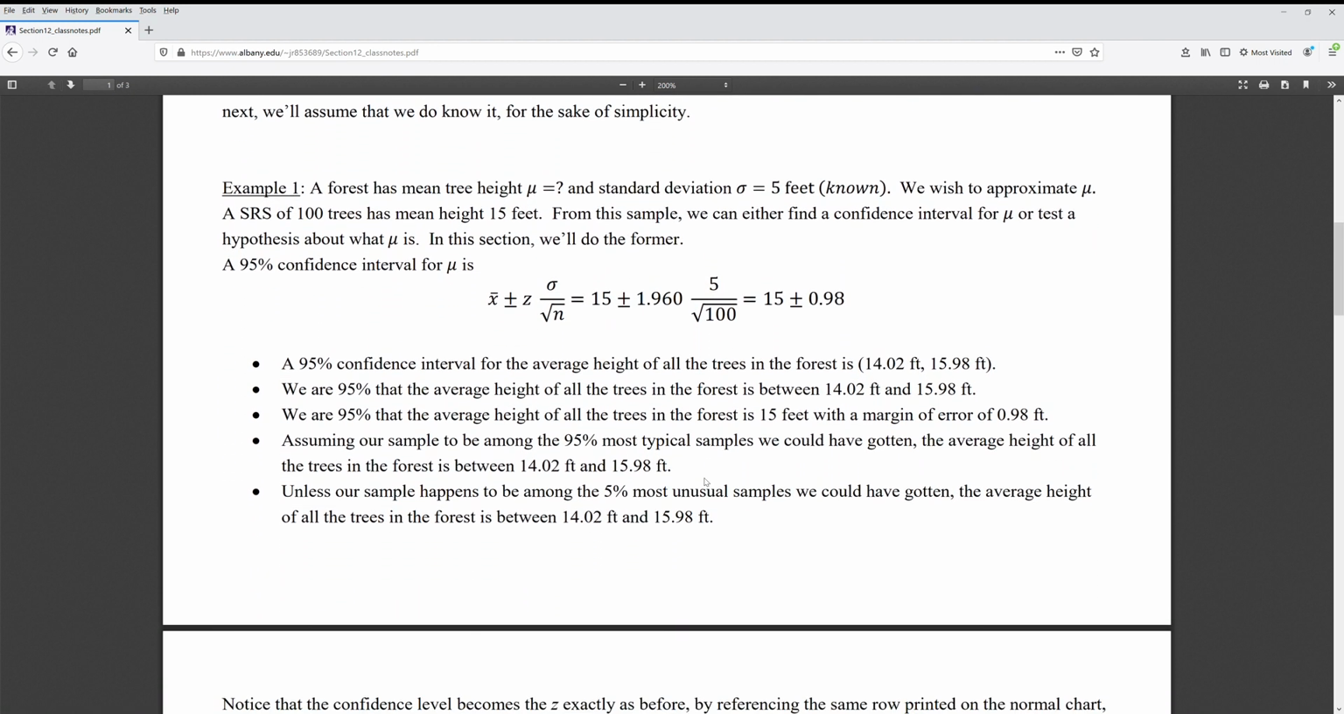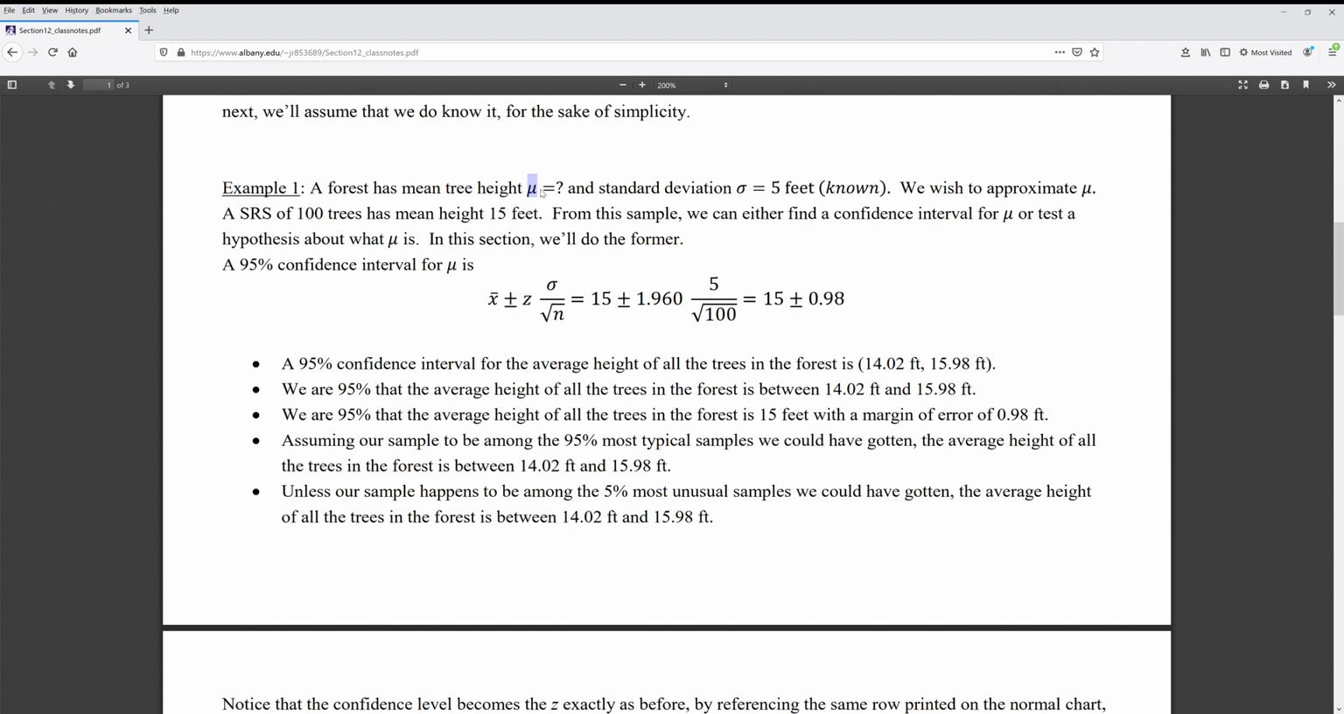So we have no way of knowing if the sample we just got was a typical one or a very unusual one. But assuming it was among the 95% in the middle, the truth must be between the walls. Another way you could say that, 95% of statistics you could get, 95% of samples you could do, will generate walls that do contain the truth. That's what it means to be 95% confident that it's between the walls.